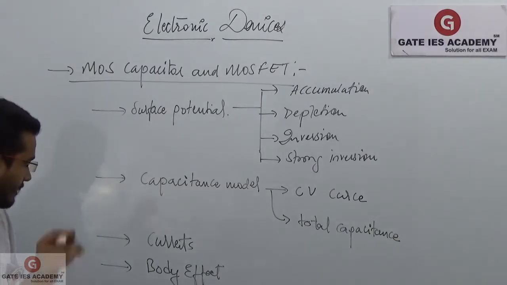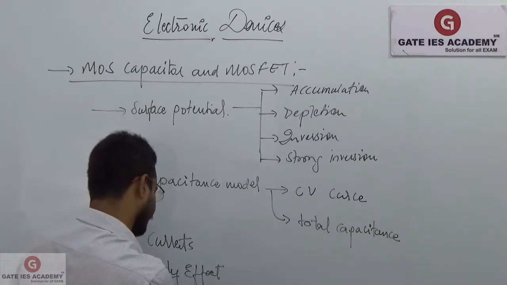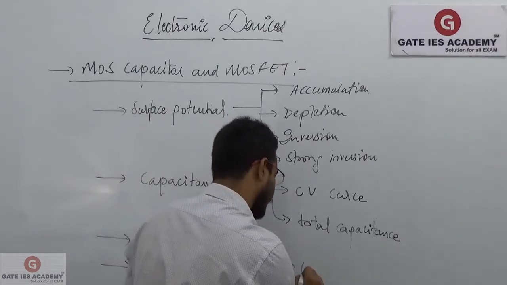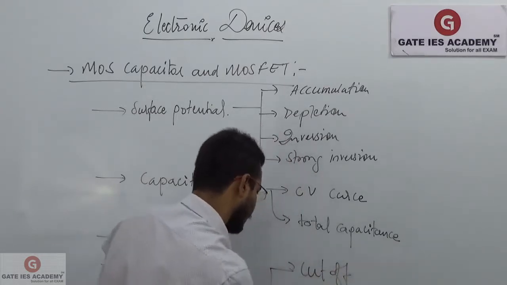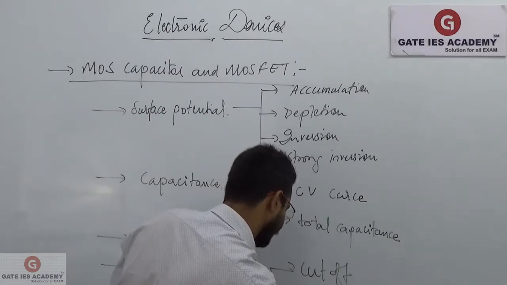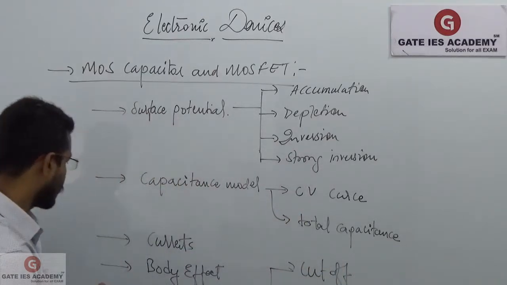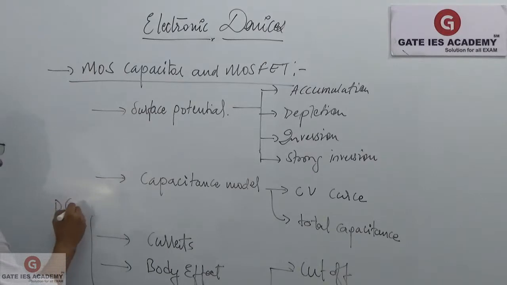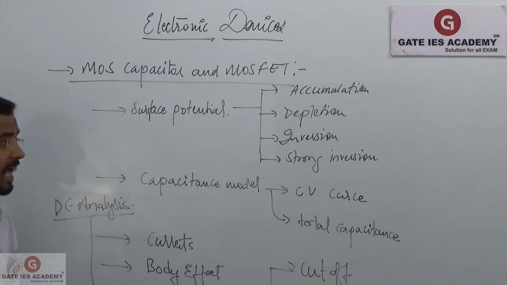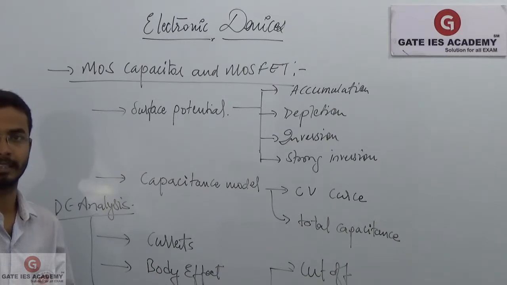After that you will see the modes of operation. Then again I will get three. The first one is cutoff, then triode, and then saturation. All these things, whatever is studied here, are DC analysis. But as I provide the AC, some other things will come which we will discuss at that time.